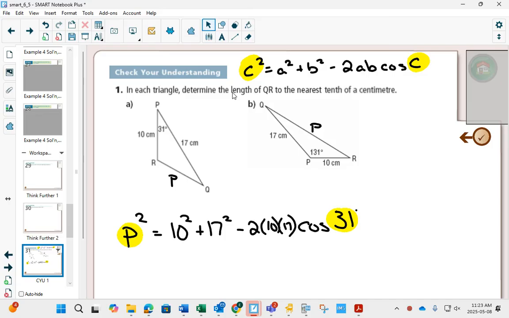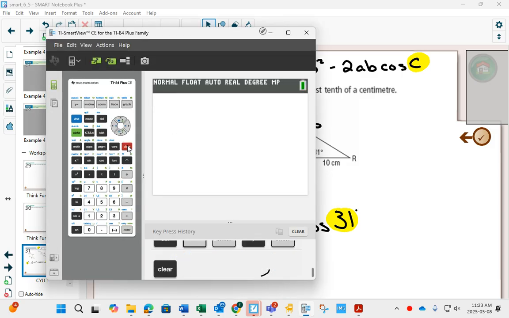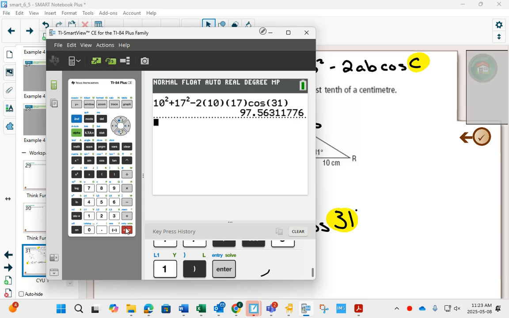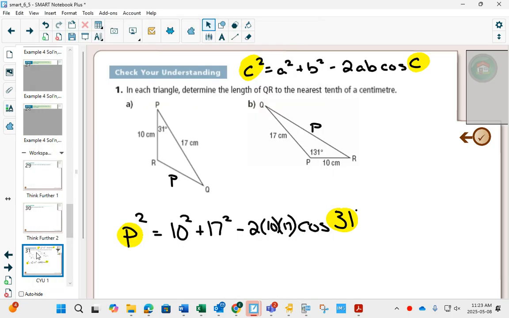And the cosine law, the next step, it's expected that you can type this all into your calculator all at once. I'm going to open up my calculator, and I'm going to write the whole thing in. 10 squared plus 17 squared minus 2 times 10 times 17 times cos of 31 degrees. Type that all into your calculator at once. 97.563. So I get p squared equals 97.563.